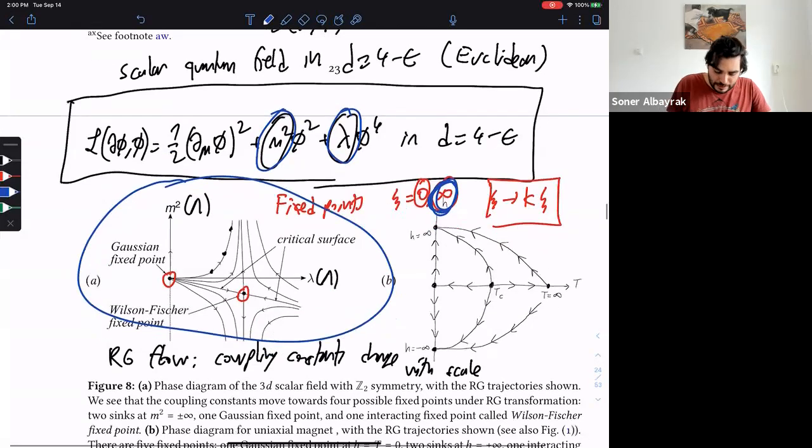And there is always, well, not always, but I guess it has to be always, I'm not sure, at the origin a fixed point. It's called the Gaussian fixed point, because basically m² is 0, λ is 0, there are just no these terms.